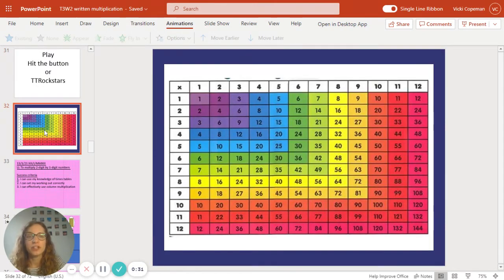So you might find that using the multiplication grid from yesterday is useful to help you with your working, so that you can really focus on the method today. Obviously, if you're working on those times tables, keep going, it's great. But if you are struggling a little bit with your times tables, these things are brilliant to help.